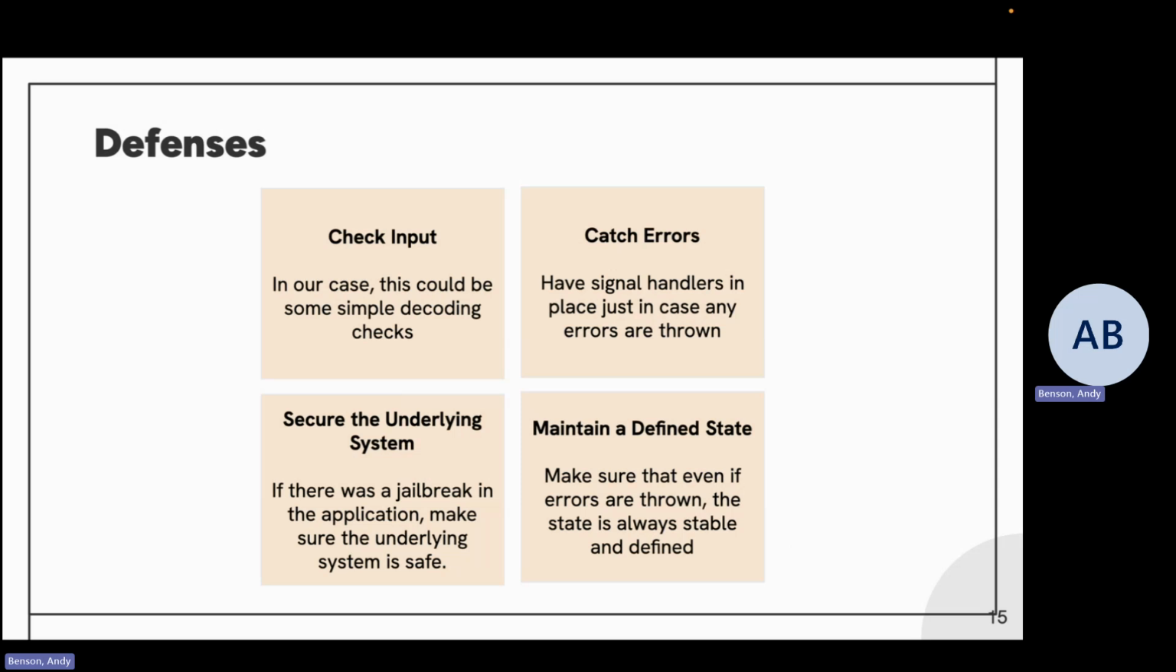And then finally, you want to make sure the underlying system is secure, because sometimes, even though we try our best to secure our applications, vulnerabilities are found, whether in our application or the libraries we use or whatever. So we want to make sure that the underlying system is as secure as possible, so if you do get out of the program, damage is minimized.